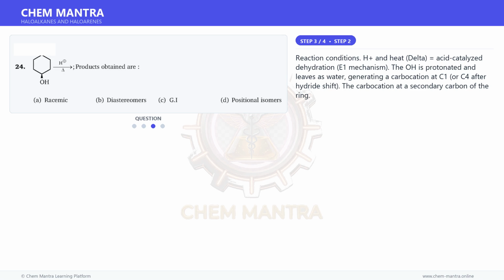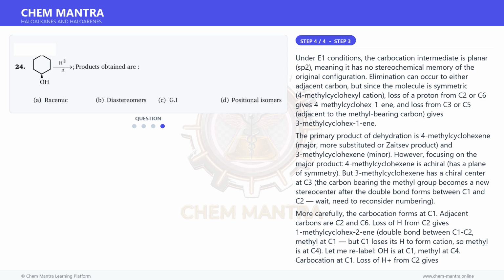Reaction conditions. H plus and heat, delta, is equal to acid-catalyzed dehydration, E1 mechanism. The OH is protonated and leaves as water, generating a carbocation at C1 or C4 after a hydride shift. The carbocation is at a secondary carbon of the ring. And for the final step.